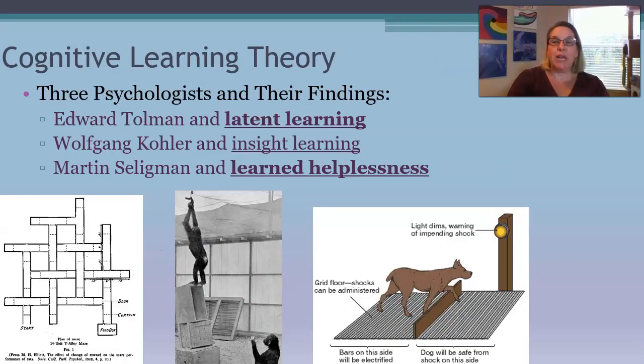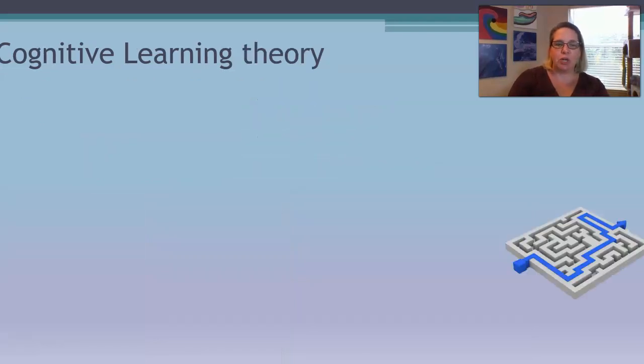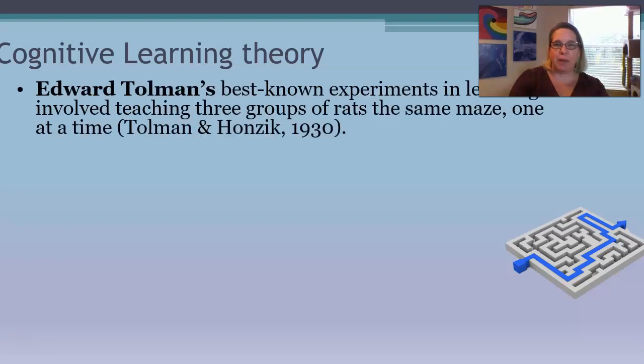There are three different psychologists that we talk about when we talk about cognitive learning theory. Edward Tolman in latent learning, and I'm going to explain all of these in the next couple slides. Wolfgang Kohler in insight learning, and then Martin Seligman in learned helplessness. Okay, so first we're going to talk about Edward Tolman.